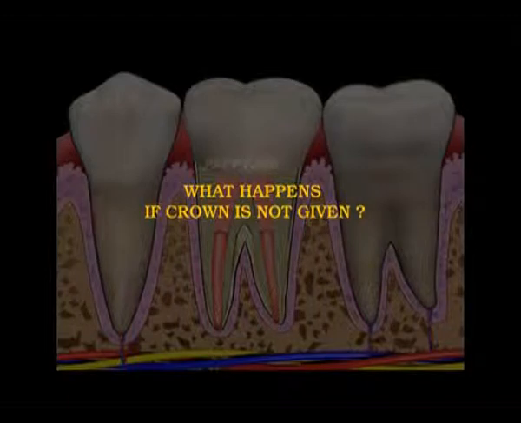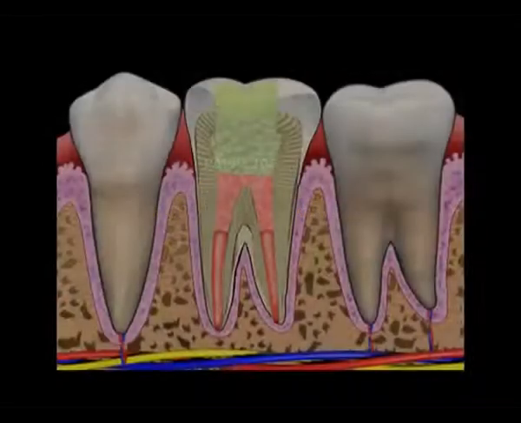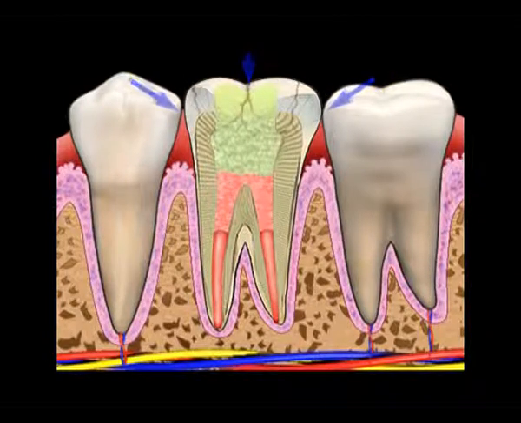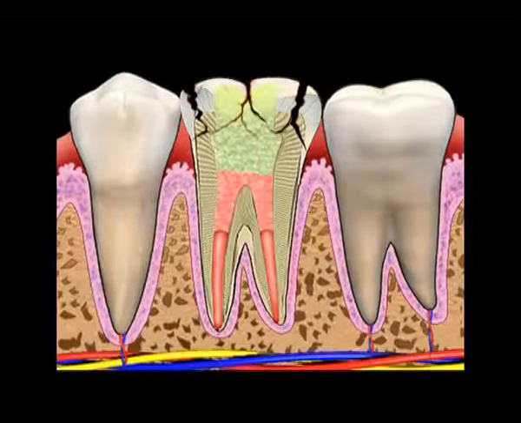What happens if crown is not given on a tooth which has undergone root canal treatment? If crown is not given on a tooth in which root canal treatment is carried out, it may result in fracture of the tooth due to heavy masticatory or chewing forces. So, it is a must to give the tooth a crown to establish the original form and function.